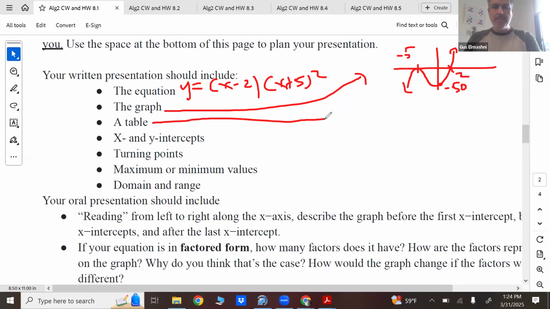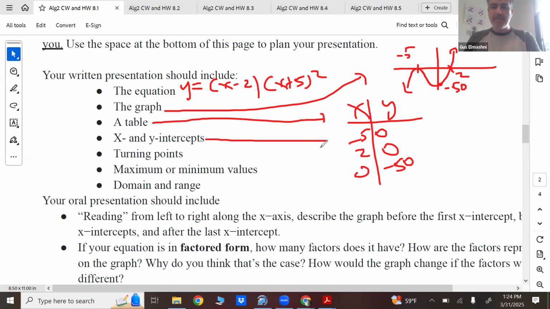A table. You can just do this: plug in -5, comma 0; 2, comma 0; 0, comma -50. That's kind of good enough. X, Y intercepts, well, duh, you've got them. All right there. The turning points. There's a max. Or actually, just tell me how many there are. There are 2 of them.